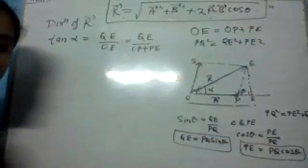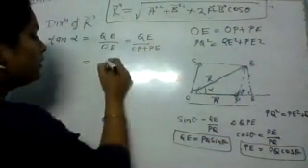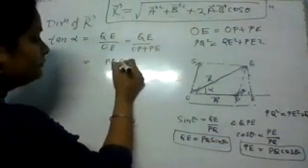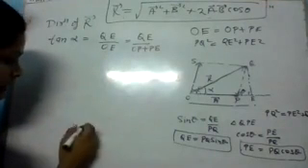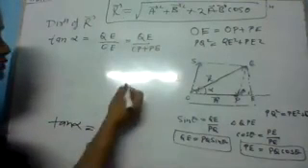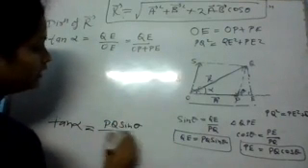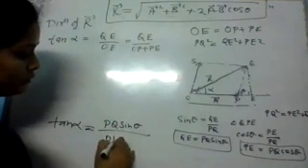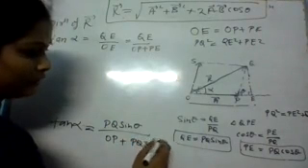Clear? Yes, ma'am. Now put the value in the place of QE. I will put PQ sine theta. Tan alpha equals, in the place of QE, PQ sine theta. In the place of OP, just put OP. In the place of PE, just put PQ cos theta.